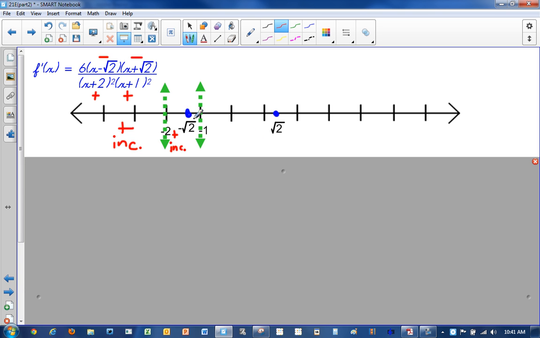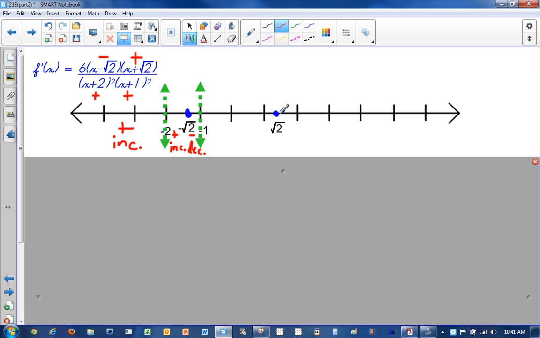Then between negative root 2 and negative 1, let's try a number like negative 1.2. This will still be negative. This will become positive because the root 2 is now a little bigger than negative 1.2. So it looks like the whole first derivative is going to be negative. And so the original function will be decreasing there.